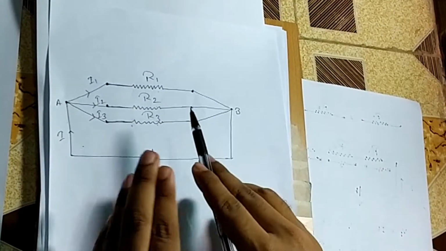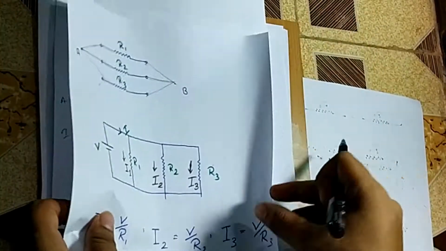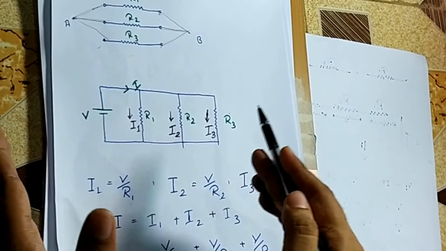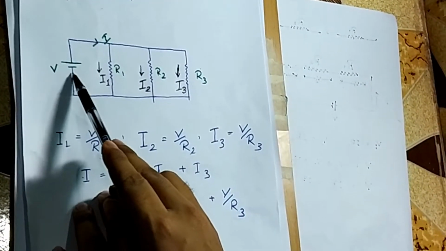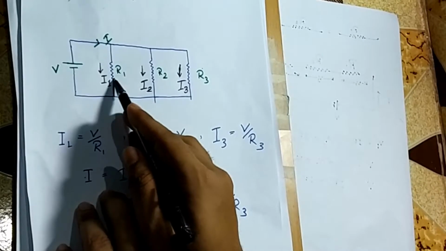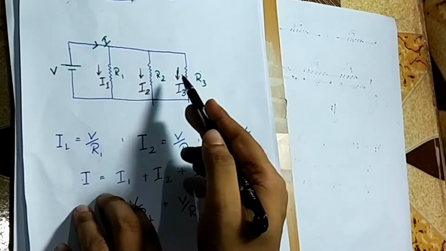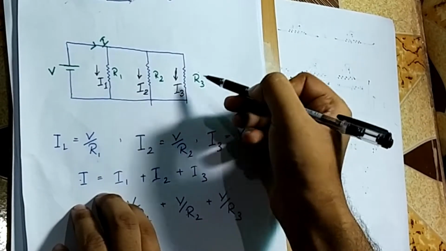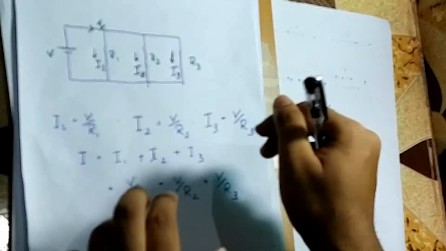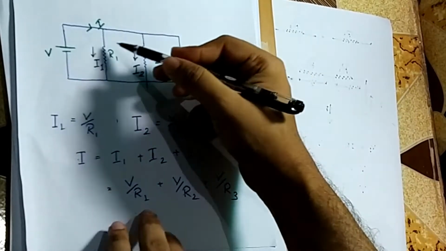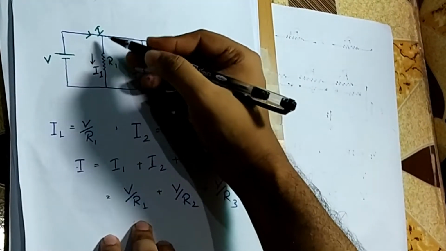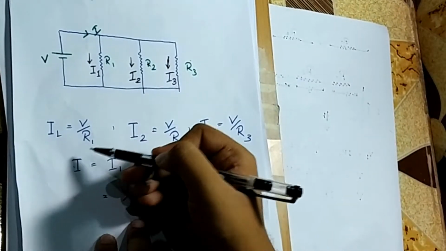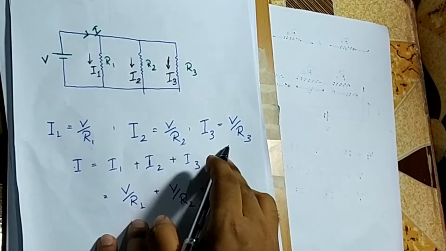Now we can redraw the same circuit in this manner, where we have the voltage source and R1, R2 and R3. The current flowing through R1 is I1, through R2 is I2, and through R3 is I3. Now how can we calculate the current flowing through R1? Simply, the voltage drop across R1 divided by its resistance value, that is V by R1. Same for I2, same for I3.